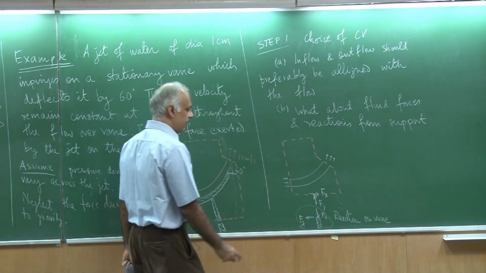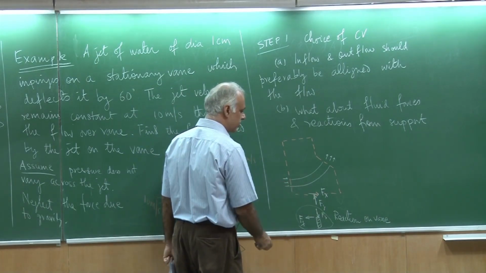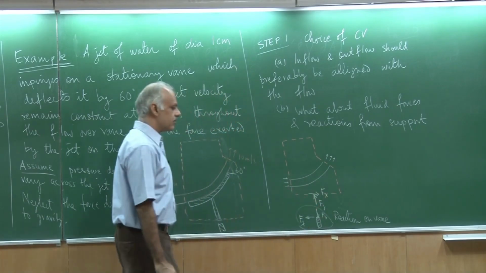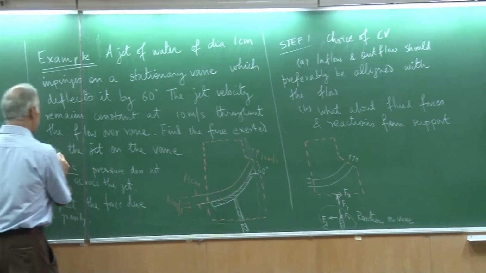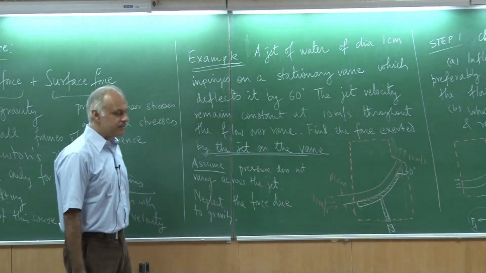Okay, so I would determine this first by using the Reynolds transport theorem, and then if I take the negative of that, I would be able to get the answer that I am looking for in this problem, because I have to find out the force on the vein because of the jet.